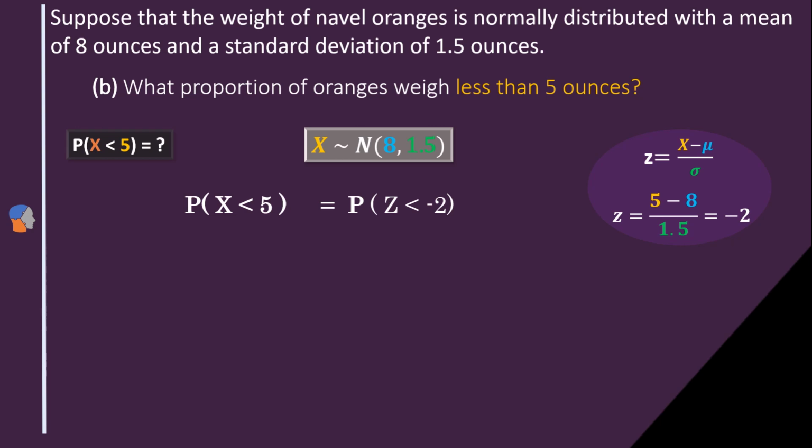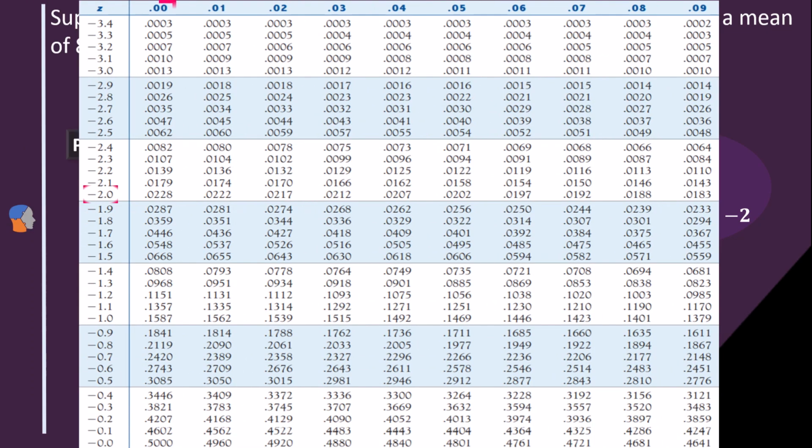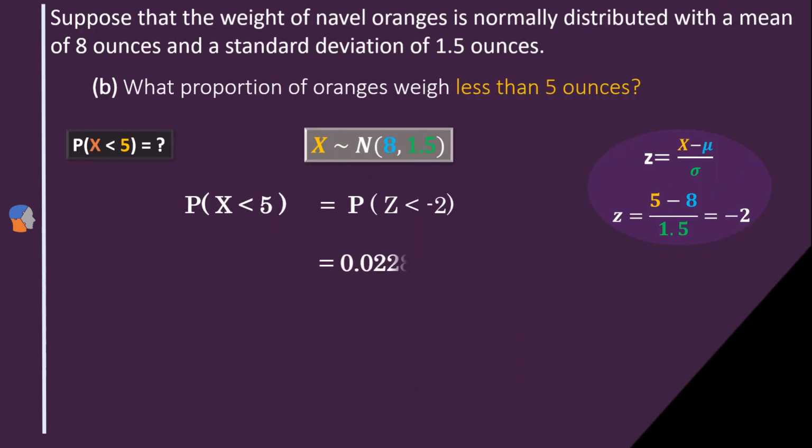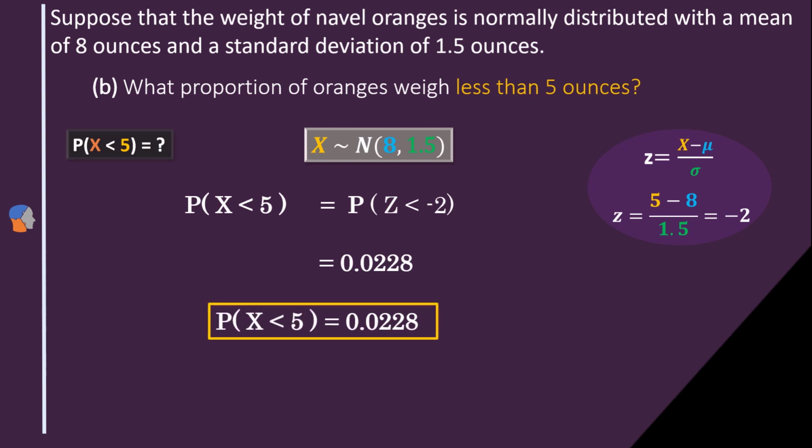Right. Now check two conditions. We have z value and we have less than part. Yes, both conditions are satisfied. Therefore, we can use the table directly to find the corresponding probability. That is 0.0228. That is the probability of z less than negative 2. So answer is 0.0228. Right. Now part C.